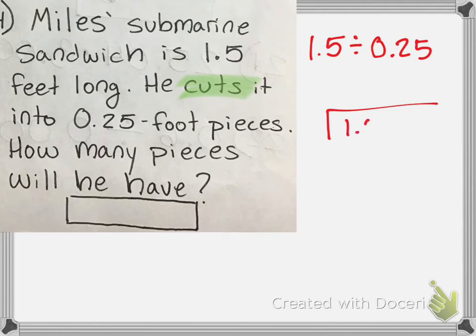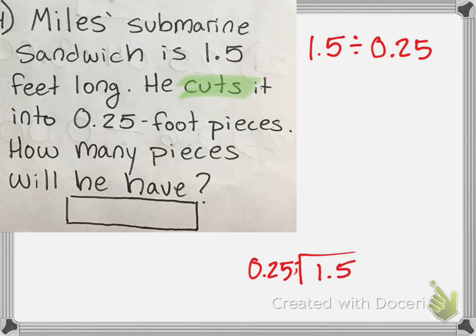1.5. Perfect. 1 and 5 tenths. So as we know, the 0.25, 25 hundredths, goes outside of our house. But I'm not done yet. I can't just do this. I can't leave it like that. Remember, with dividing, our divisor cannot have a decimal. So on your fingers, how many times do I have to move the divisor's decimal over?